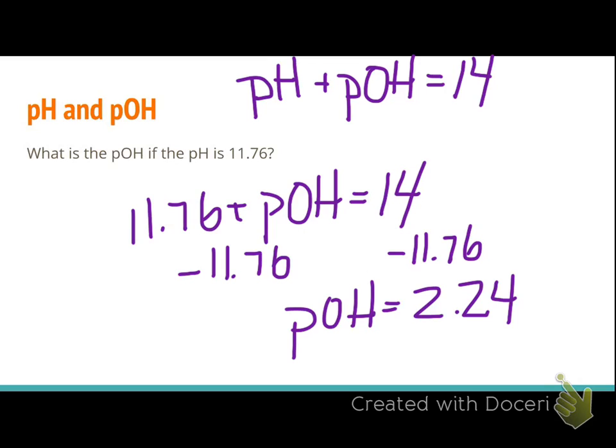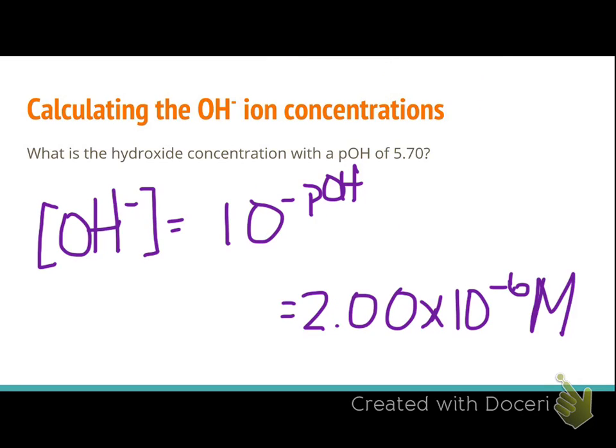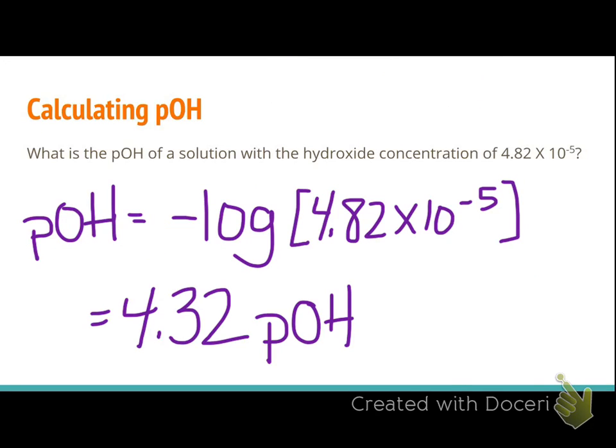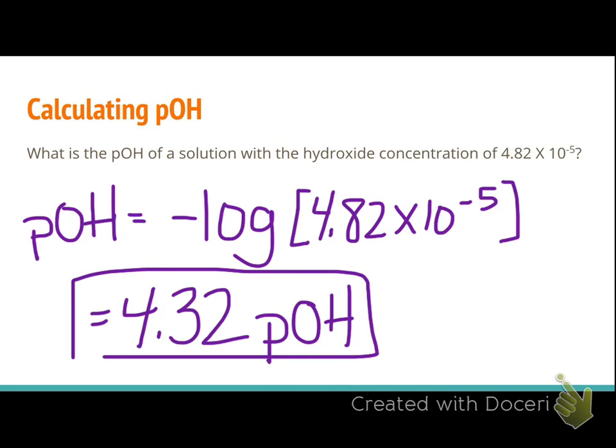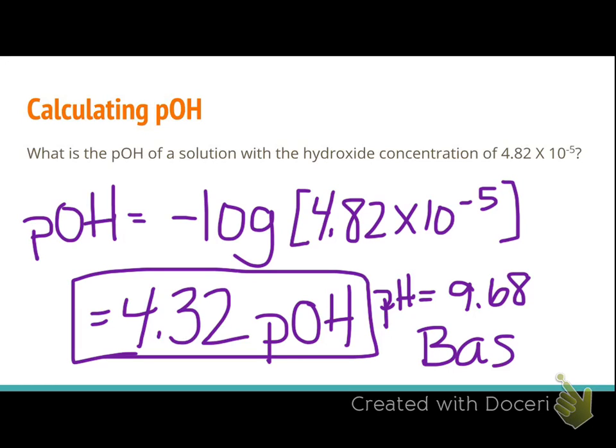All right. So going back to this one right here, if our pOH is 4.32, that means that our pH equals 9.68, which means that this solution is a base. So you can find that from there as well.